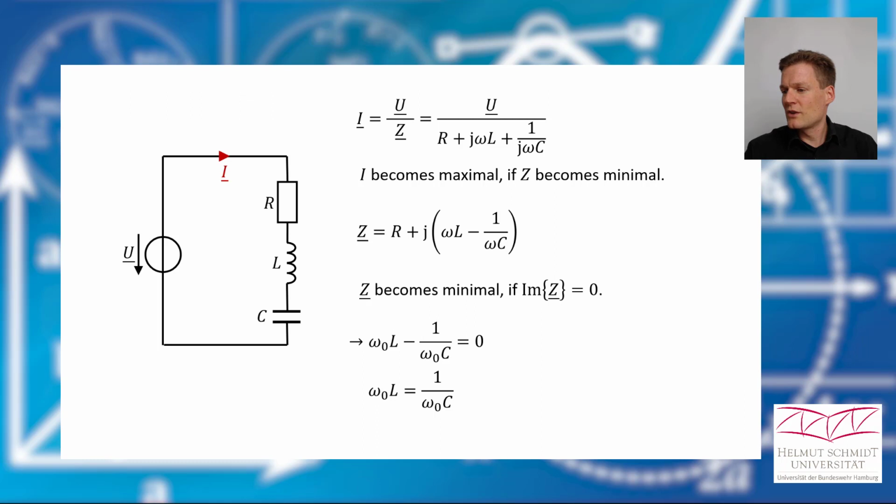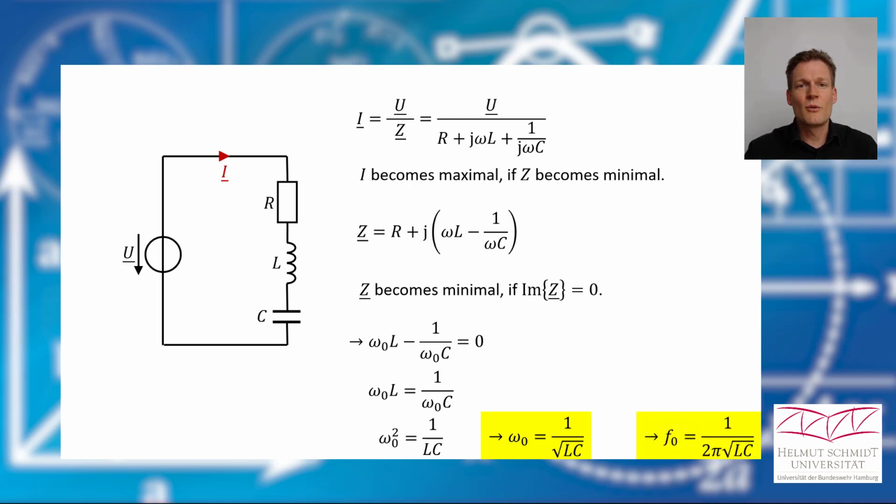And you see, we can solve it for omega 0. And in the end, we find this expression. And this is the angular frequency where we have the maximum current, and we call it resonant angular frequency. And if we want to describe it with real frequencies, you know you come from omega to f with this term 1 divided by 2 pi.